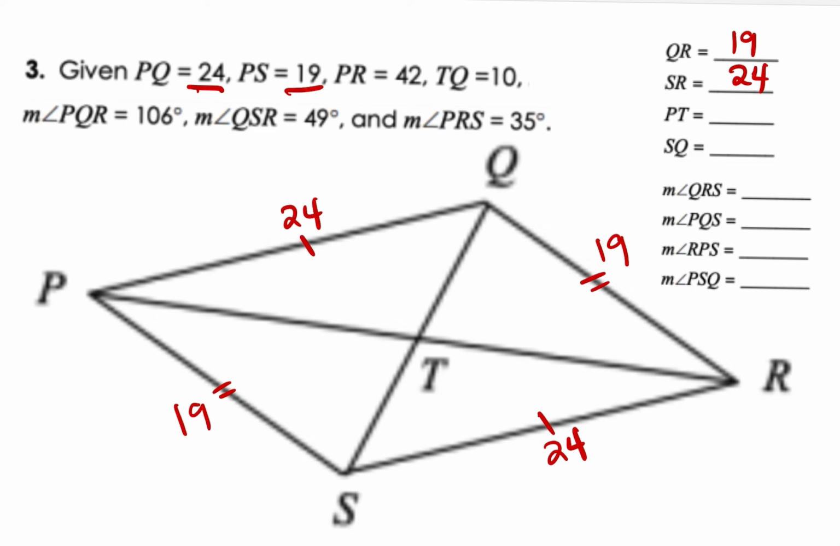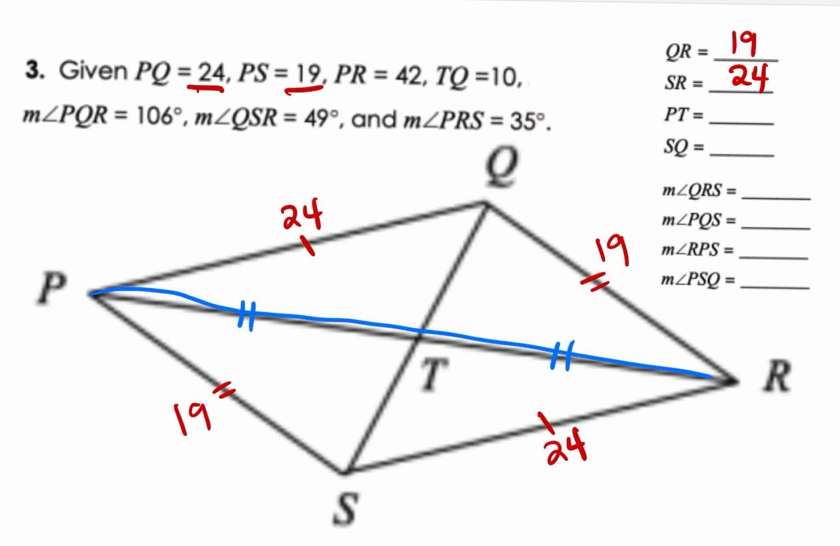The next given is PR is equal to 42. Now, PR is called a diagonal. In the properties of a parallelogram, it says that diagonals bisect each other. What does that mean? It means that the two diagonals divide each other equally. So therefore, PT is going to be equal to TR.